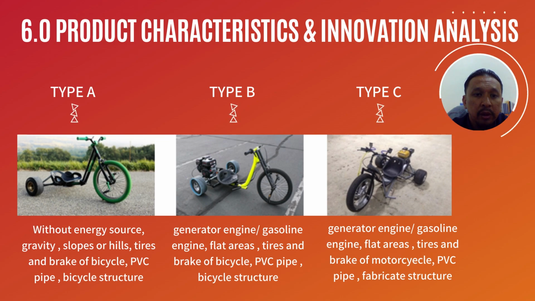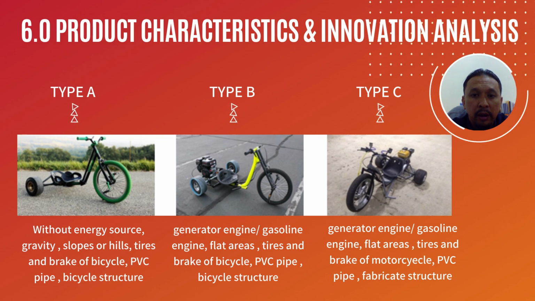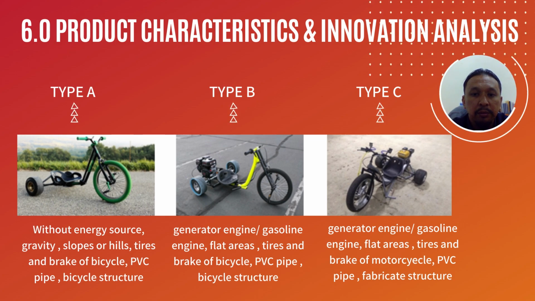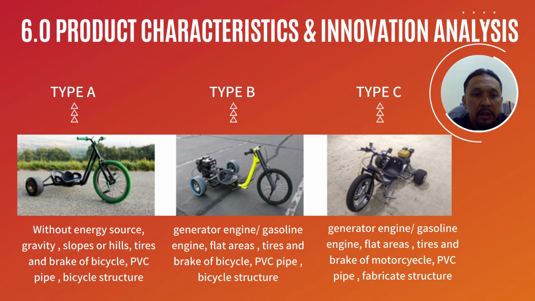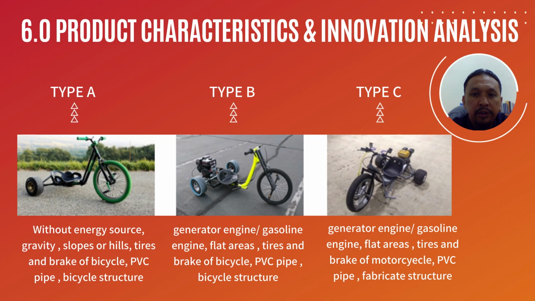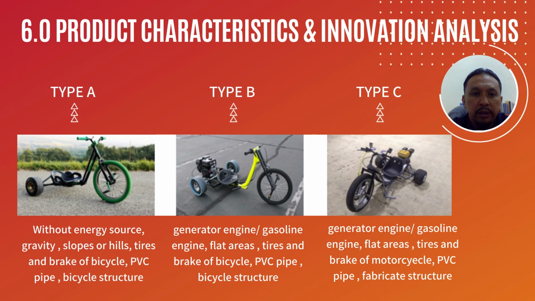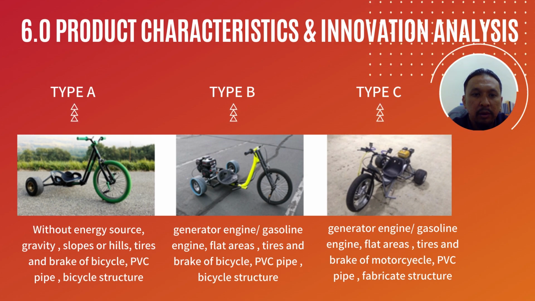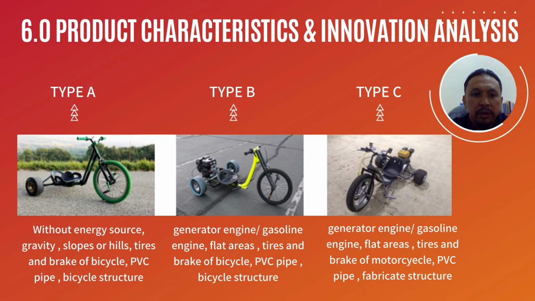Drift trike type A is without an energy source drive, moves with the help of gravity, played on a slope or hill, using a tire and brake system like a bicycle. The rear tires are coated with PVC pipe for sliding or drift, with the frame structure taken from the design of the bicycle. Drift trike type B moves with the power source drive of a generator engine or gasoline engine, played on a flat area, and uses a tire and brake system like a bicycle. The tires are coated with PVC pipe for sliding or drift, with the frame structure taken from the design of the bicycle.